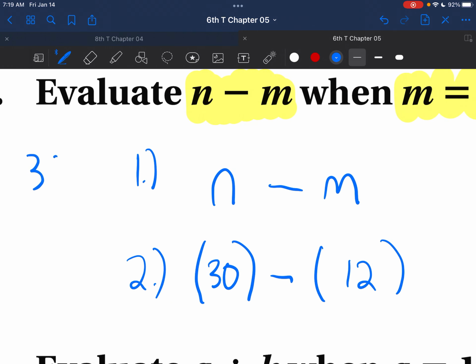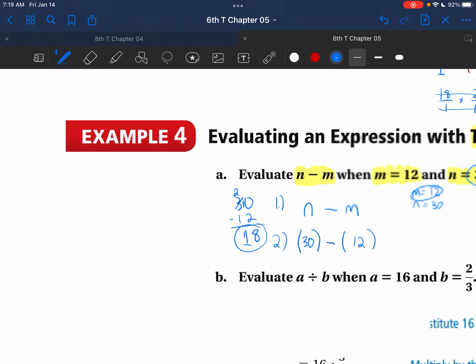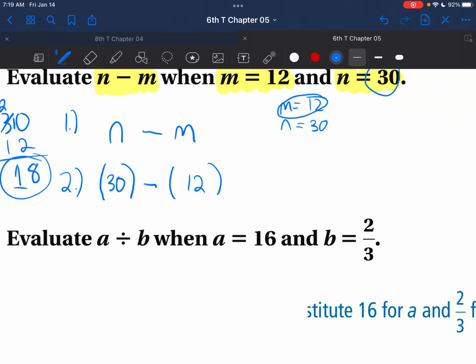Now we just got to solve. Let's subtract like we learned. Can I take 2 away from 0? Nope, I have to borrow. So that turns into 2. This turns into 10. 10 minus 2 is 8. And then 2 minus 1 is 1. So you know the answer for this problem is 18. All right, good job. Let's try another one.